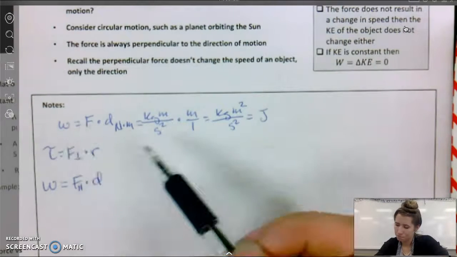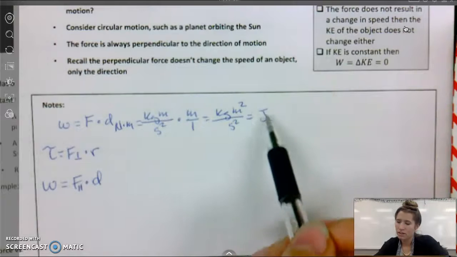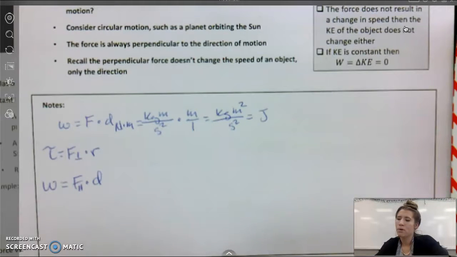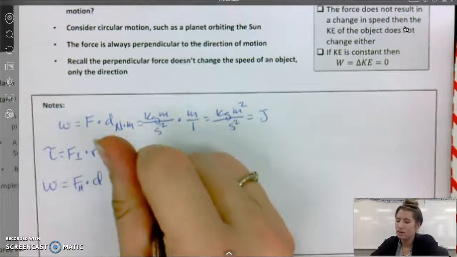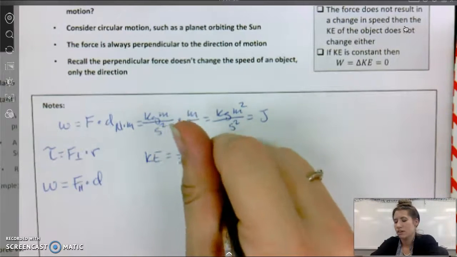Let's continue. So work is force multiplied by distance, so that is a joule. We also talked about work being a change in energy. So we had kinetic energy, which was 1/2 mass velocity squared.